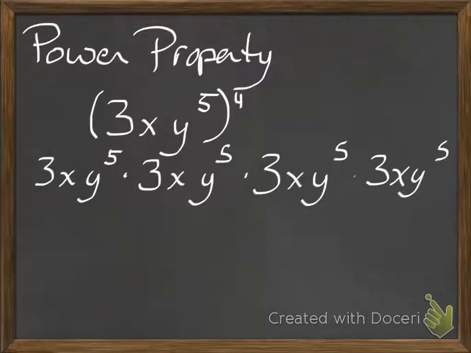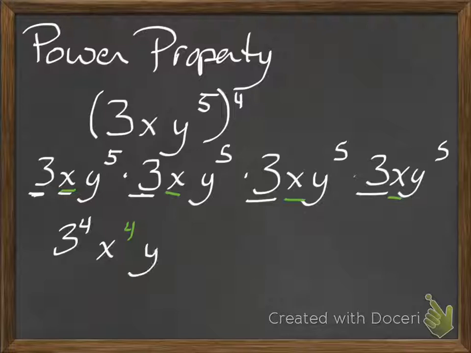And so, thinking back to the property that I had just before, if I'm multiplying bases, I add exponents. Well, I have 4 3s, so 3 to the 4th. I have 4 x's, so x to the 4th. And I have 20 y's because I have y to the 5th 4 times.